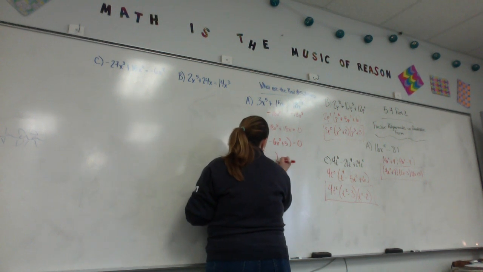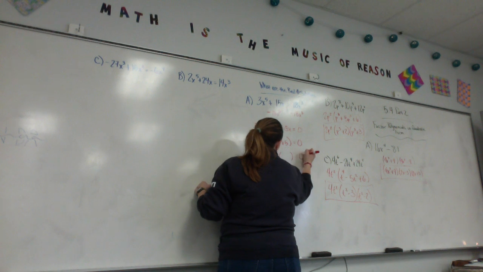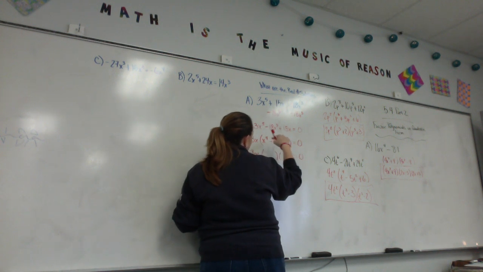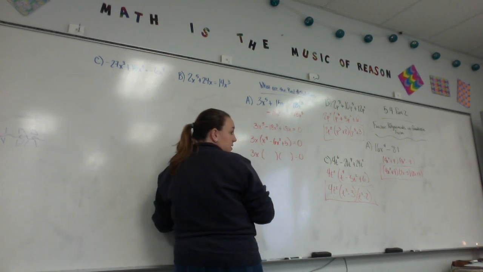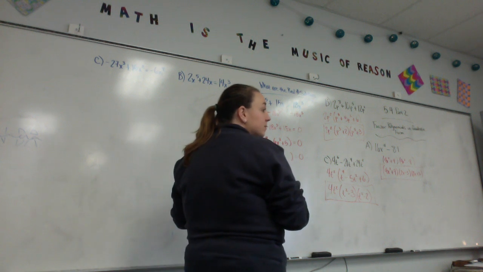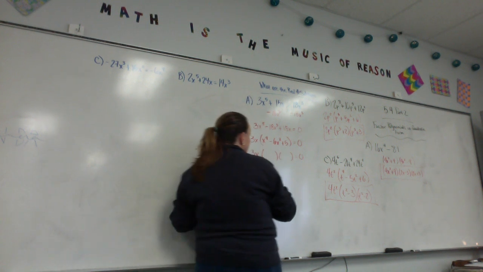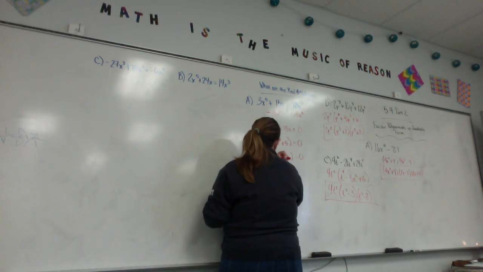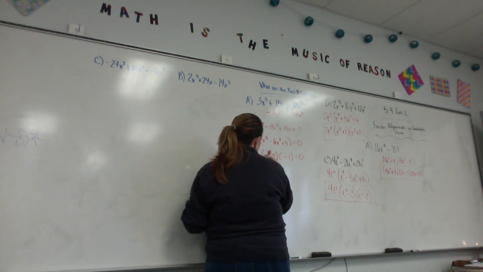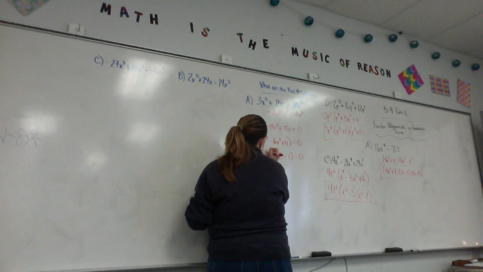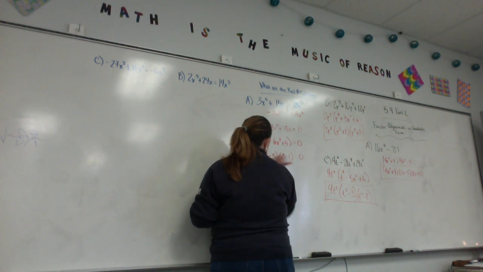Now, I have to see if this is factorable more. Can I factor this more? Can something multiply to give me 5 but add to give me negative 6? Yes. Negative 5 and negative 1. And what goes here? X to the 2nd power. Yep, x to the 2nd.